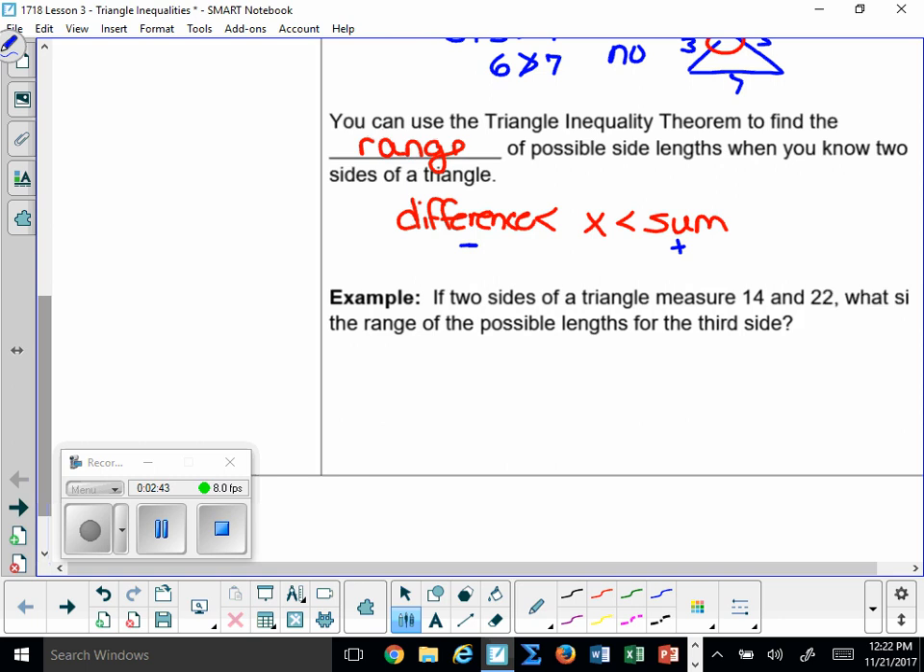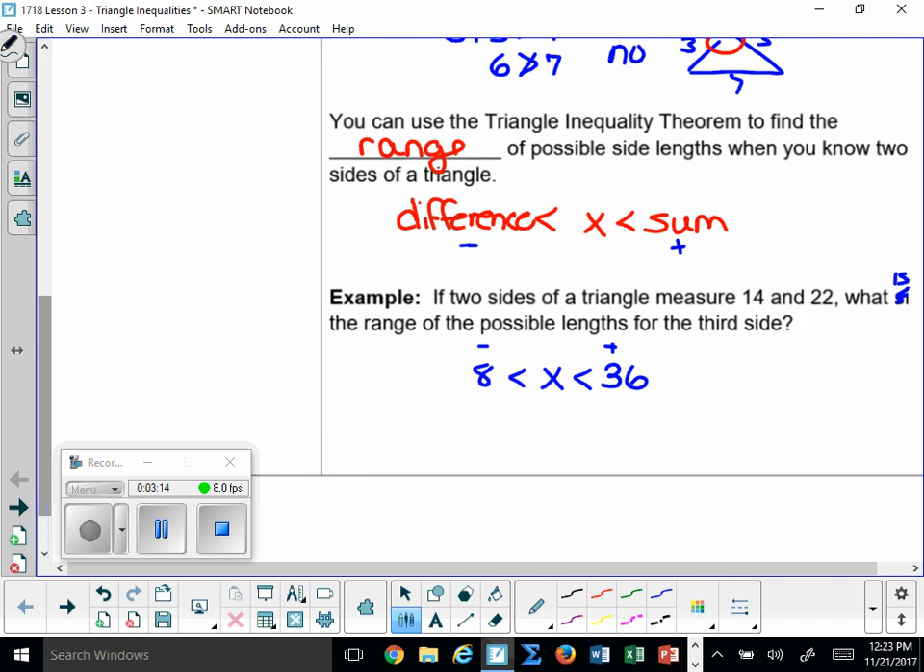So for example, if two sides of a triangle measure 14 and 22, what is the range of possible lengths? So we're going to add them and we're going to subtract them. Let's add them first. 14 plus 22 is 36. And 22 minus 14 is 8. So the side length has to be between 8 and 36.